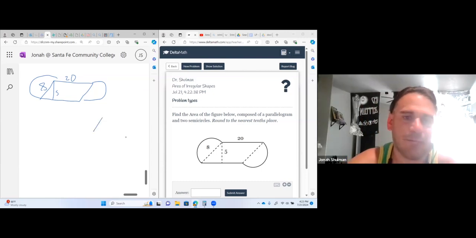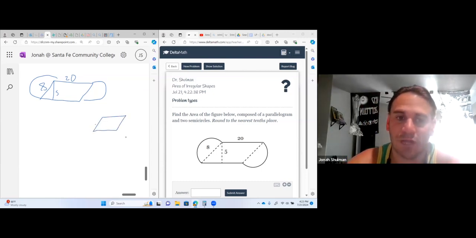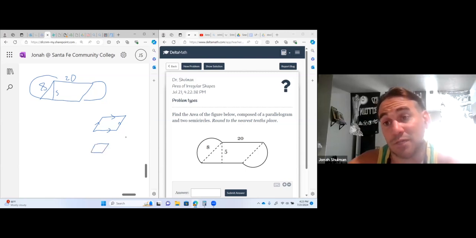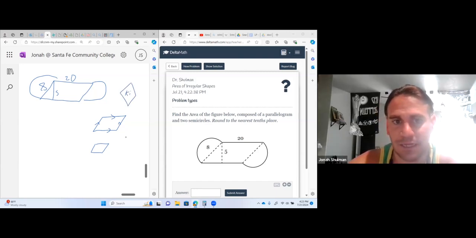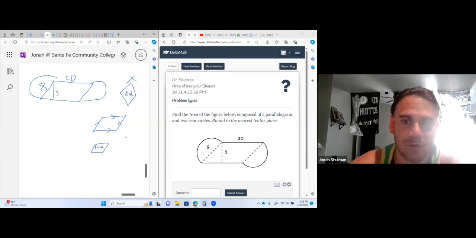Well, this is a parallelogram. A parallelogram is a quadrilateral, which means we have 4 sides, but opposite sides are equal. A special type is a rhombus, which means all 4 are the same. That's a special type of parallelogram. Not a kite. Kites look like that. Not a kite. That could be a rhombus, but this would be 20, and that would be 20 for it to be a rhombus.